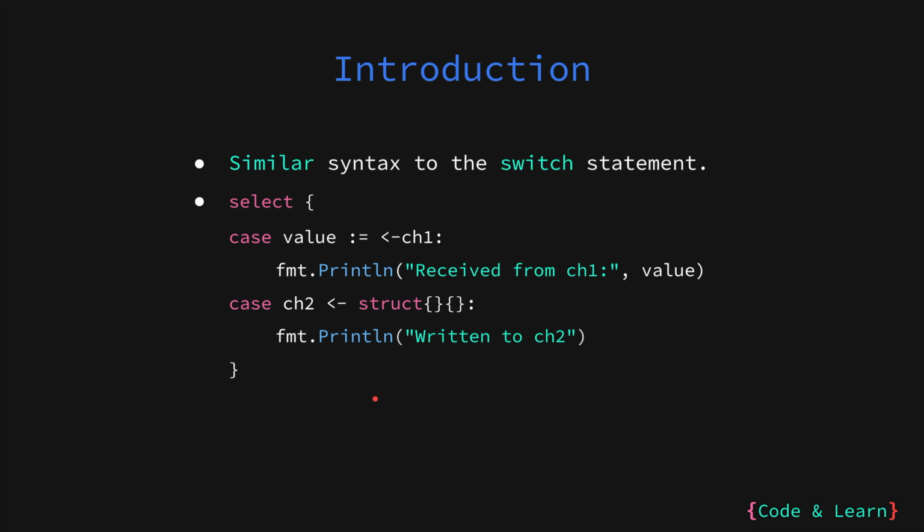Here we have an example of a select statement. You can see we do select, we don't need to provide any condition for select, and we have the opening and closing braces. Inside it, we have two cases. The first case is when we are listening for a value on channel 1, and the second case is when we are writing to channel 2. Please note that in this state, the select statement will block, because as you know, these two calls are blocking unless you have some data on channel 1 to read, or you can write to channel 2.